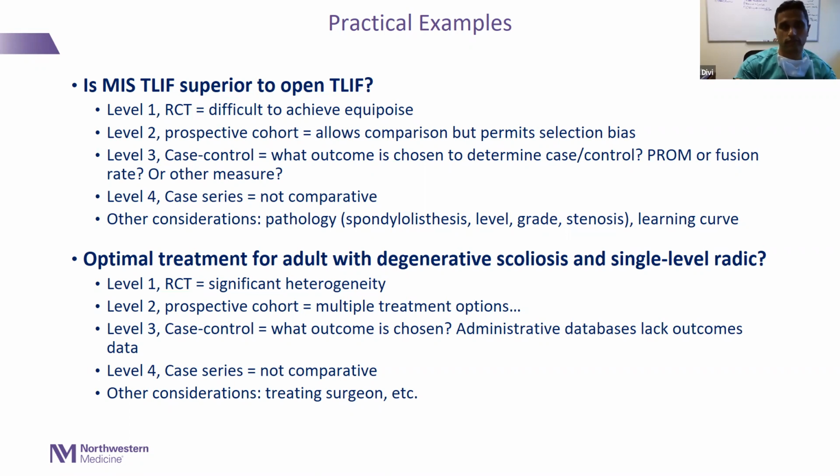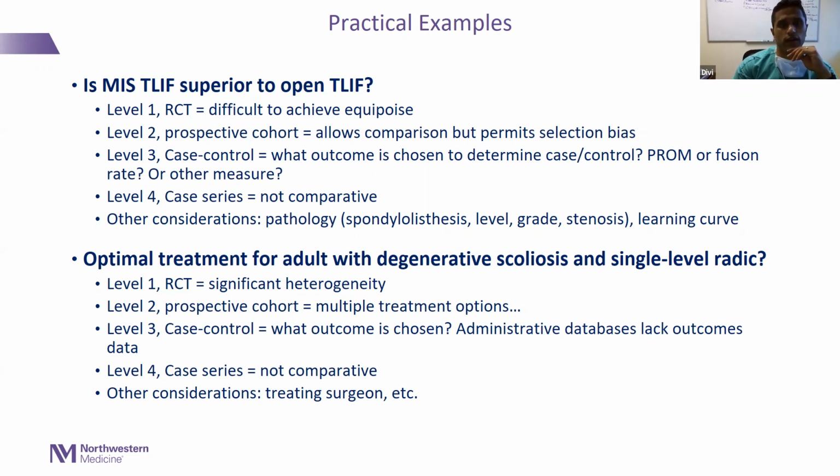So you'll have one physician who's really skilled at MIS, and they'll publish good results. You have one who's really skilled with open, they'll publish good results. Can you do case control studies? What specific outcome are you choosing when you look at case controls? Is it a specific outcome measure? Is it a fusion rate? Is it another measure? That's where the pitfall comes. Sure, you can choose one or two. And again, you may find differences here and there, but what is the appropriate way to look at it?